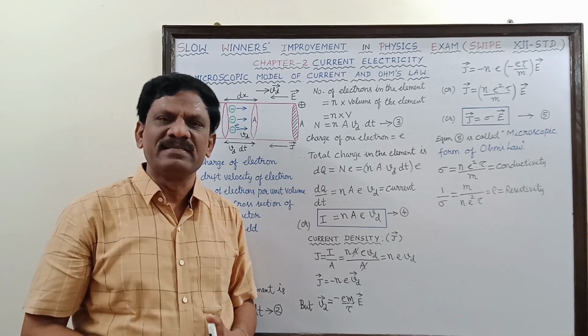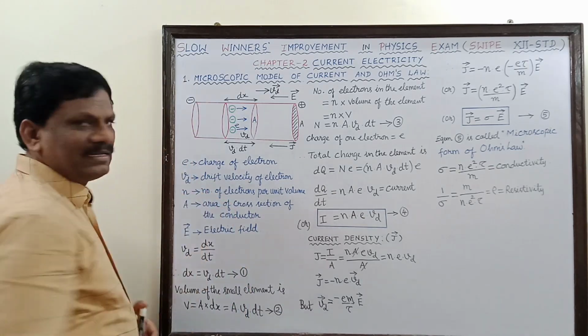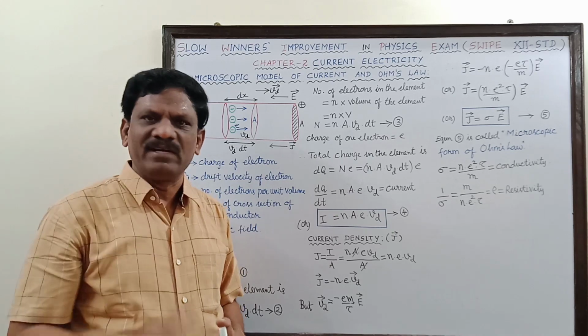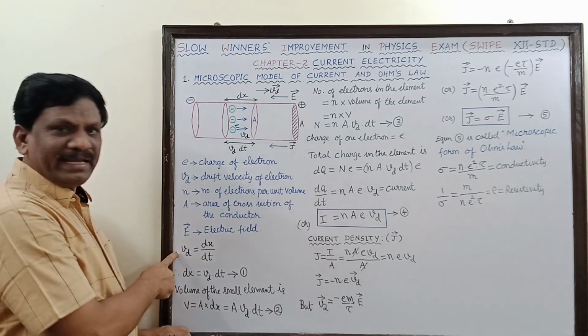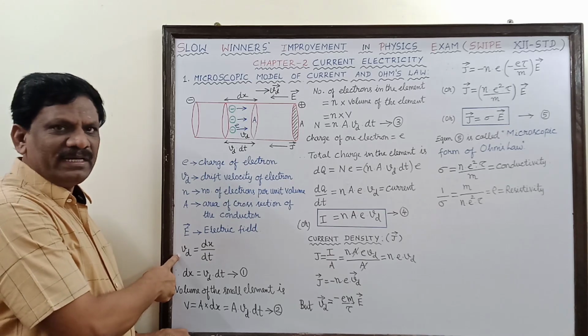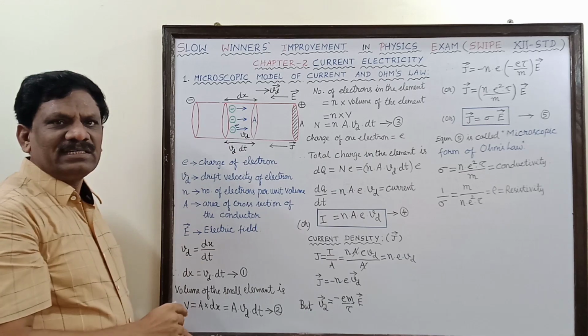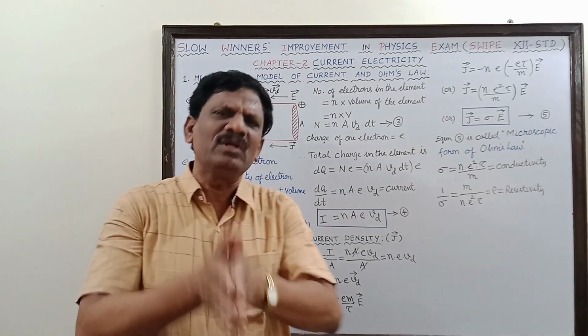For that 1 mark is given. Everyone can easily understand that. Now after this we have studied speed. Speed means what? Distance traveled by time taken. Now the magnitude of the velocity or the speed is equal to the distance dx traveled by the electron in a time equal to dt. This is the first step you have to remember.